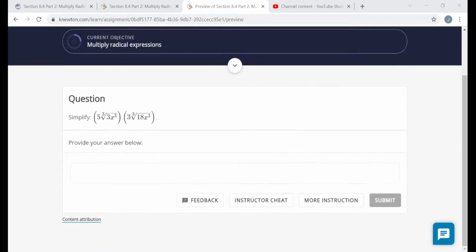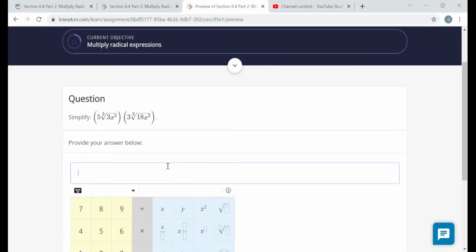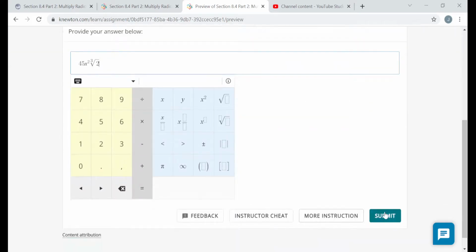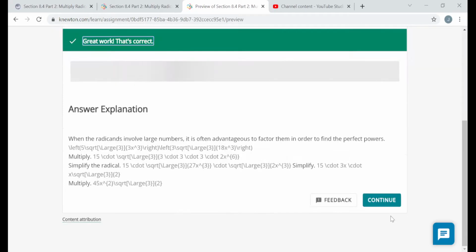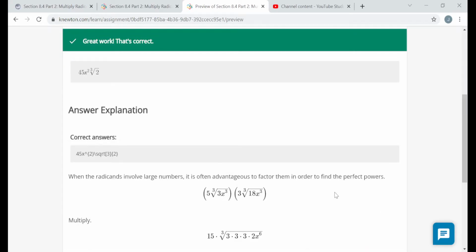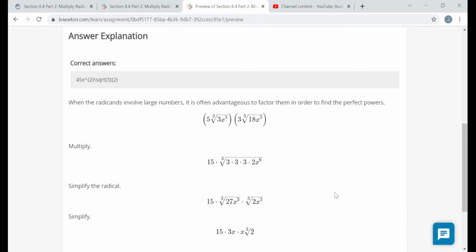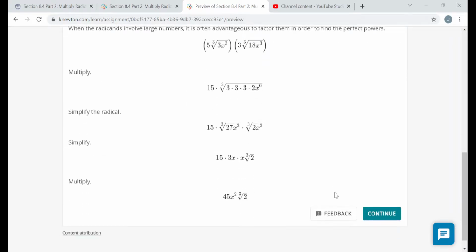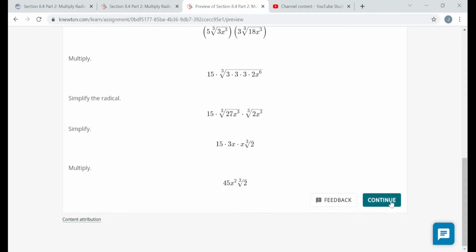But yeah, so we have 45x squared times the cube root of 2. Like that. Wonderful. And again, just read through the answer explanations, please.